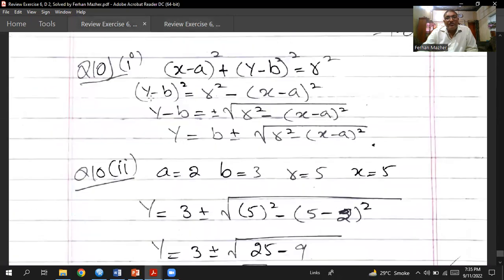Okay, so let me show you. x minus a whole square plus y minus b whole square equals r square. So y minus b whole square will be equal to r square minus bracket x minus a bracket close whole square. So I will take square root on both the sides. So y minus b will be equal to plus minus square root, and under the square root you will have r square minus bracket x minus a bracket close whole square. So that minus b will go on the other side. It will add. So y will be equal to b plus minus square root, and under the square root you have r square minus bracket x minus a bracket close whole square. So this is question number 10, first part. This is how you do this question.